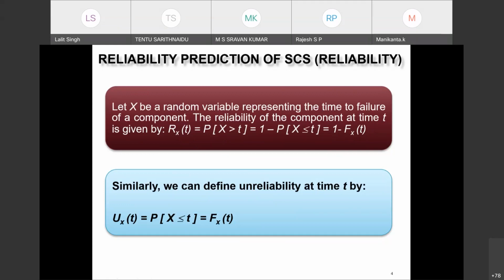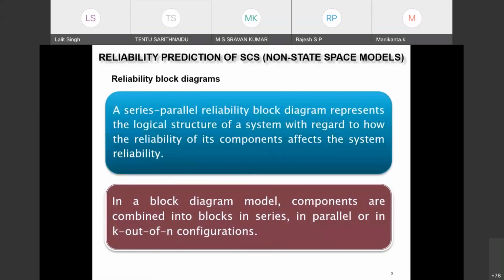And because it is a probability, its value ranges from 0 to 1. 0 means least reliable and 1 means highly reliable. Now let us see some of the traditional methods that were used for the quantification of the reliability of some systems.